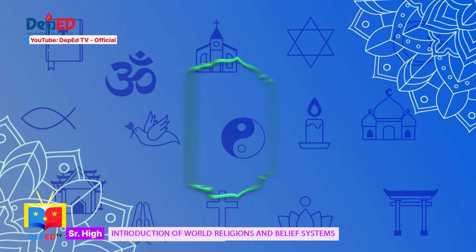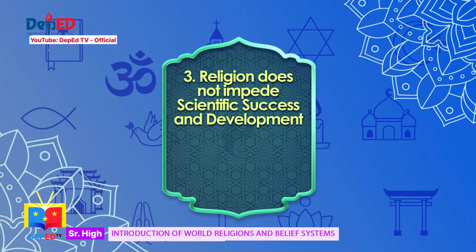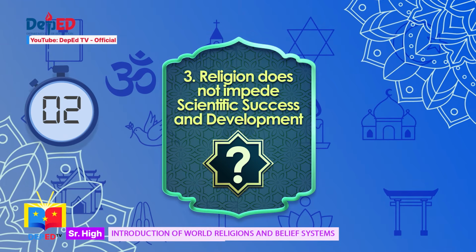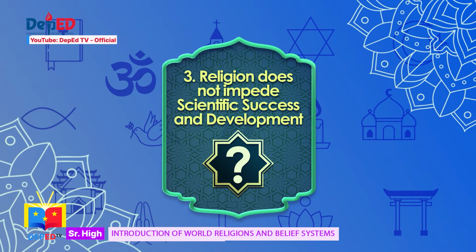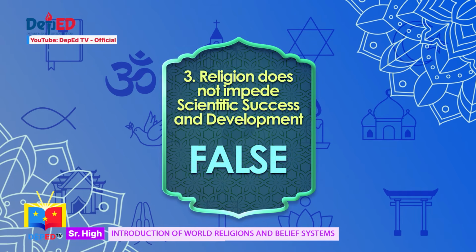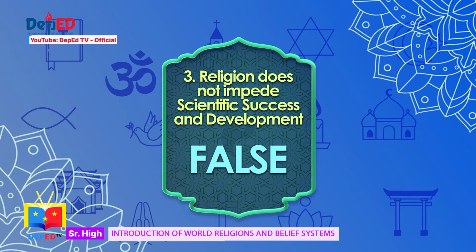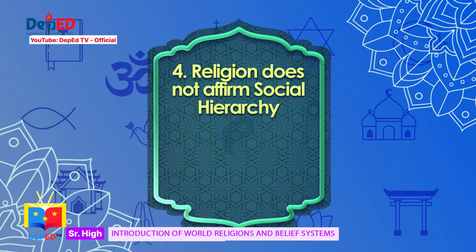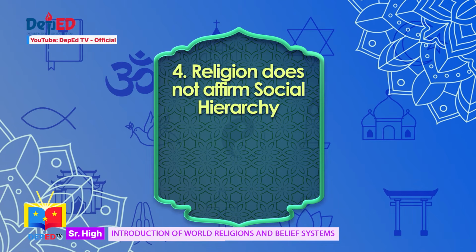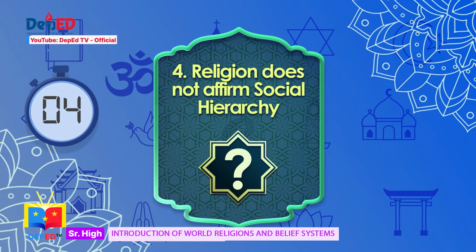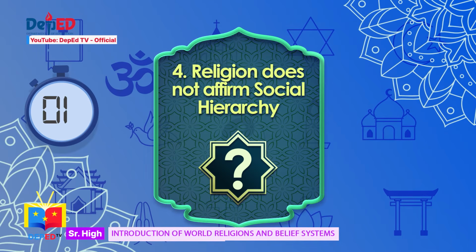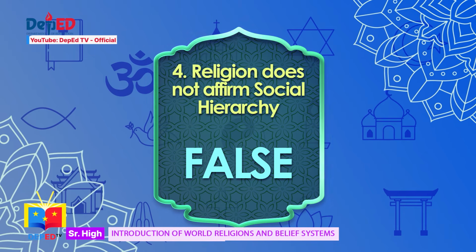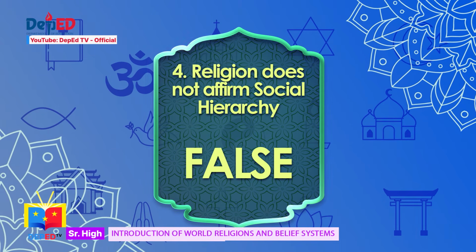Number 3, religion does not impede scientific success and development. If your answer is false, you are correct. Remember that religion has proven to hinder scientific development. Number 4, religion does not affirm social hierarchy. If your answer is false, you are correct. Religions affirm social hierarchy favoring men.